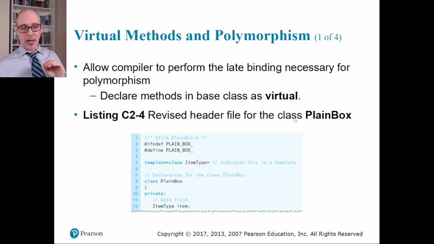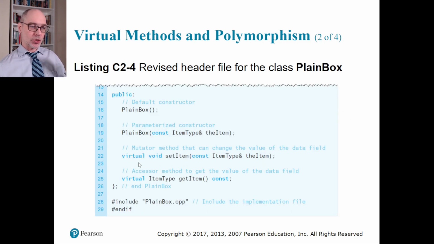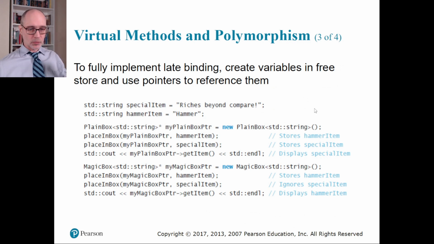So here we're going to revise the original plain box class for that. This part we're looking at right here is no different whatsoever. The only thing we're changing about the class is down here on line 22. When we initially made setItem, we didn't make it virtual. Here we're making it virtual, and now throughout the entire class hierarchy, the system will know to track and be on the lookout for redefined versions of that function. So now that setItem is virtual, just recompile everything we wrote before, and now do that same kind of slice of code. You have special item and hammer item. You make a plain box here.